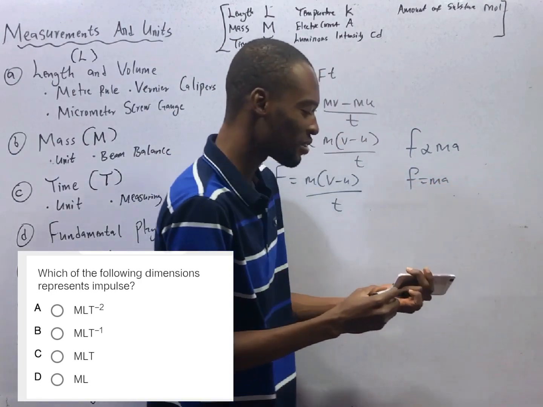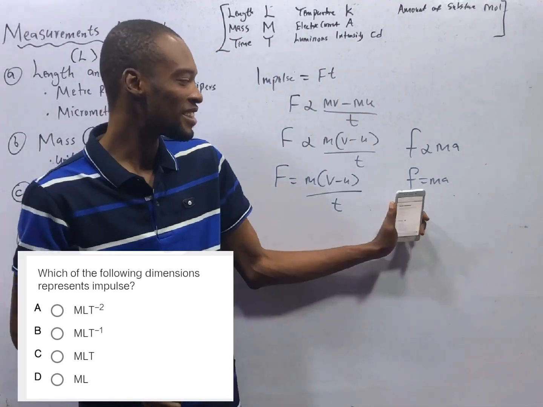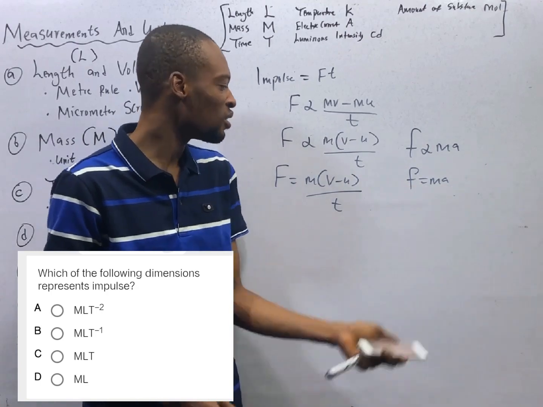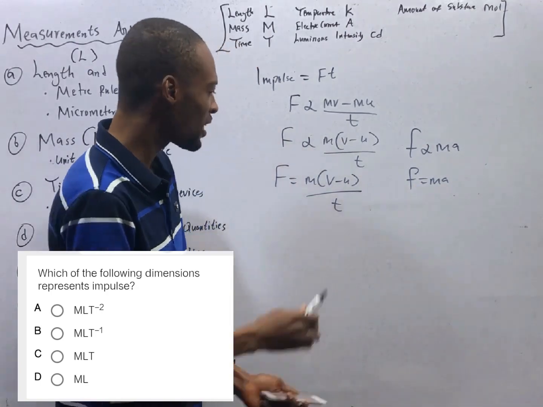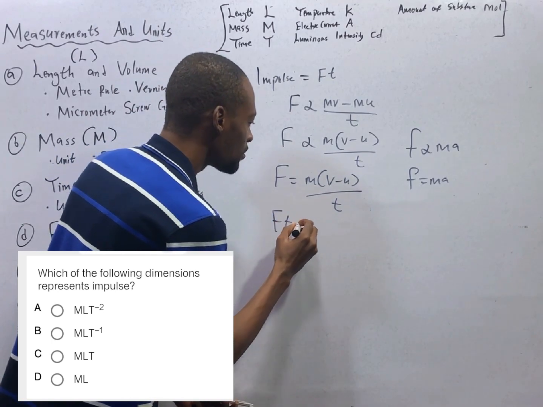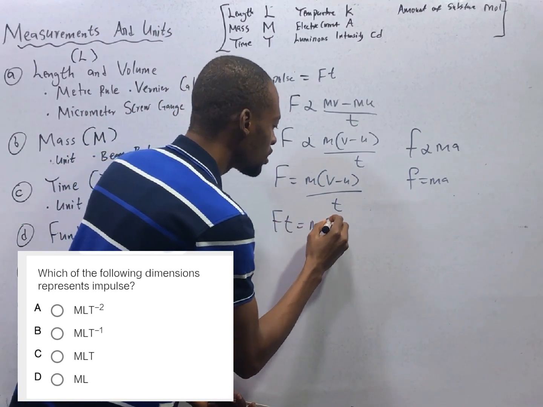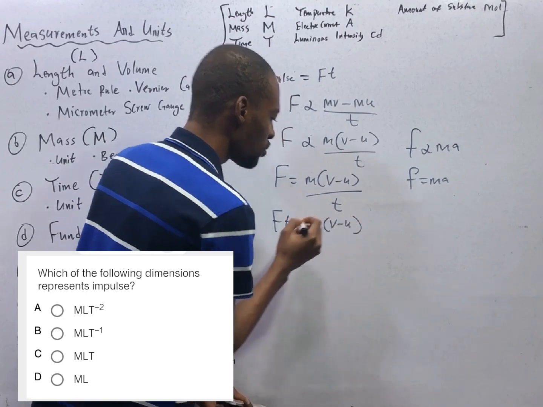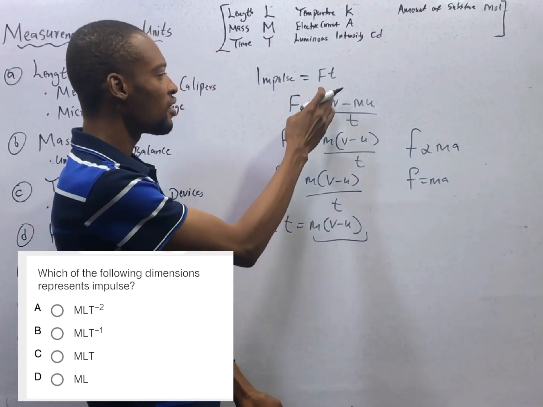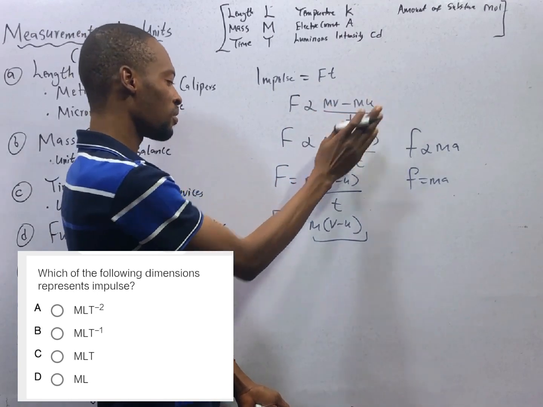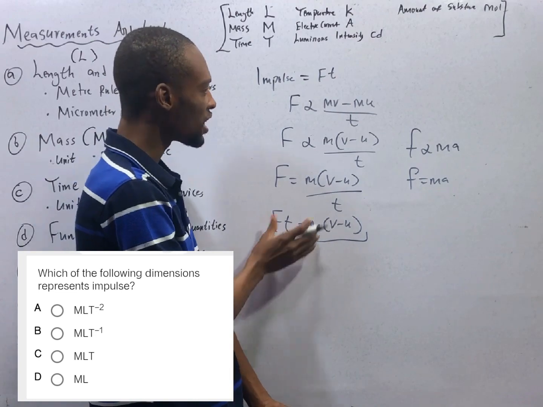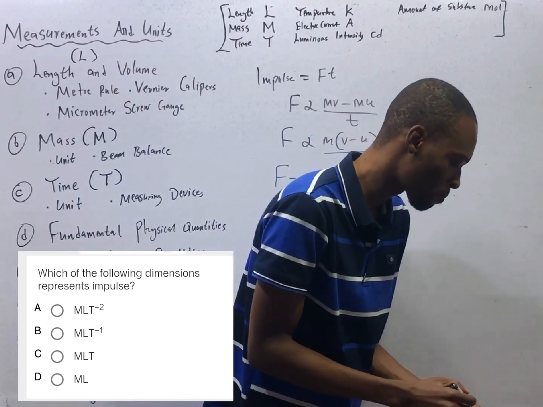So this is where we derived force equals ma, which we use throughout physics. This is by the wayside. Now from here, when you cross multiply, force times time is equals m(v minus u). Here is change in momentum, which is final momentum minus initial momentum. Change in momentum is equals force times time. So this force times time is referred to as impulse.